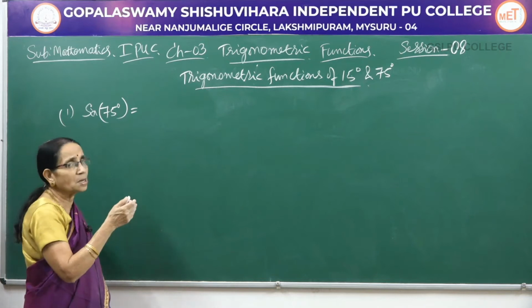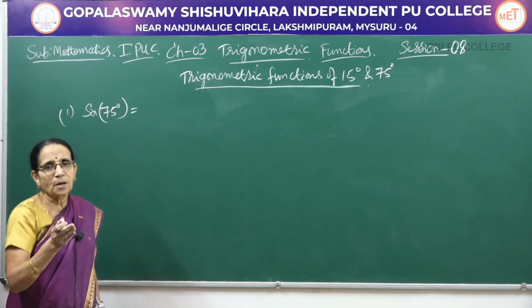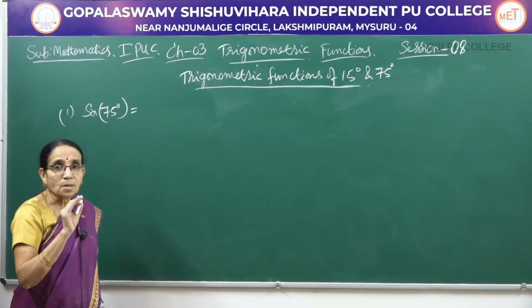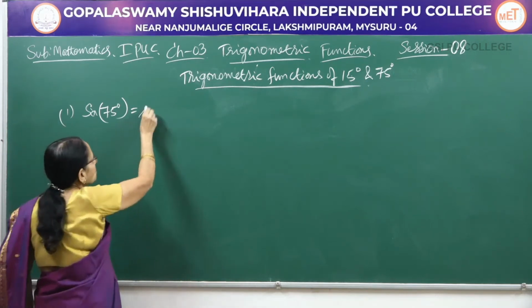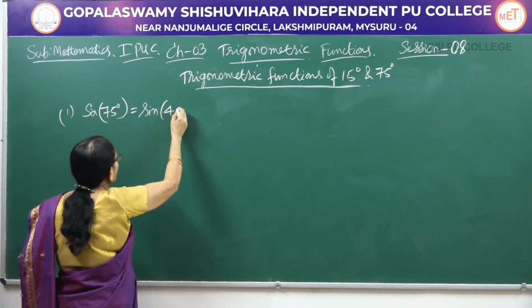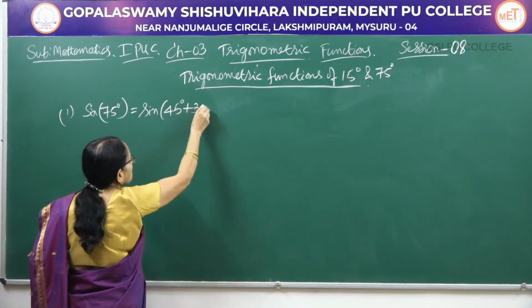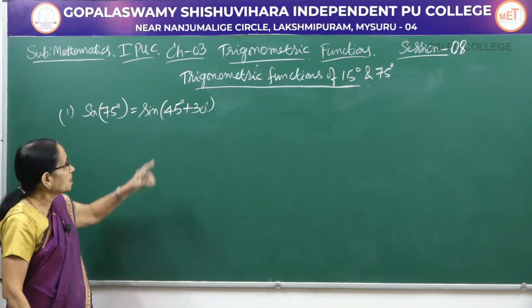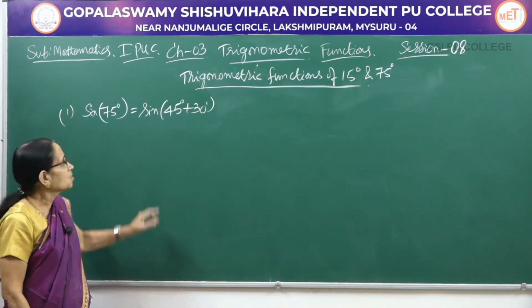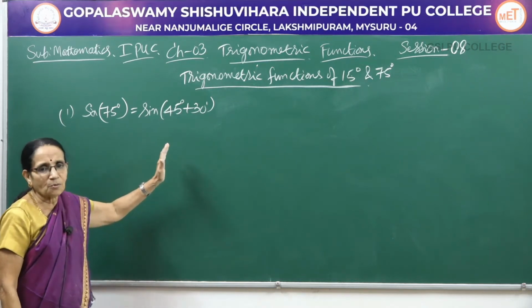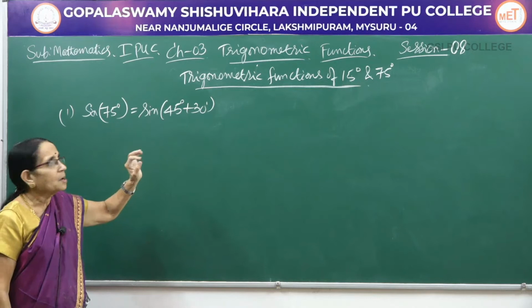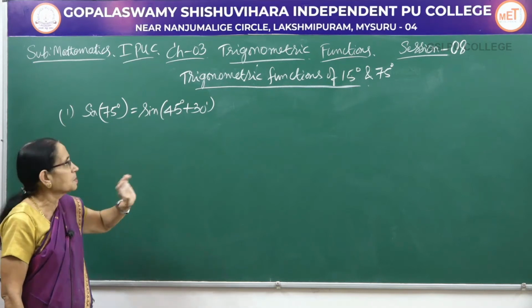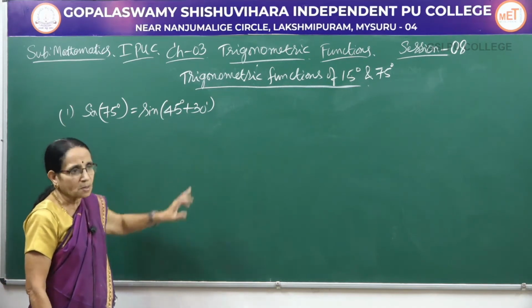How could you write it? You can write it in whatever way. 75 means 50 plus 25, like that. But what I do is, I write it as a sum of two standard and known angles. What can that be? I can write it as sine of 45 plus 30. You can write 60 plus 15 also, but 15 we have not yet derived, and these two values we are already familiar with. So I am expressing the angle 75 as the sum of two angles. So it is of the form sine of x plus y, with x being 45 and y being 30.